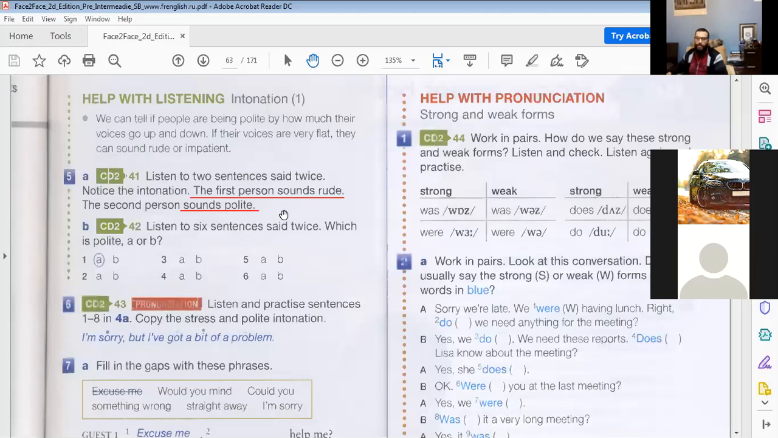Okay, so you can clearly see that the second person, you know, sounds friendly and polite, right? Because her voice goes up and down.